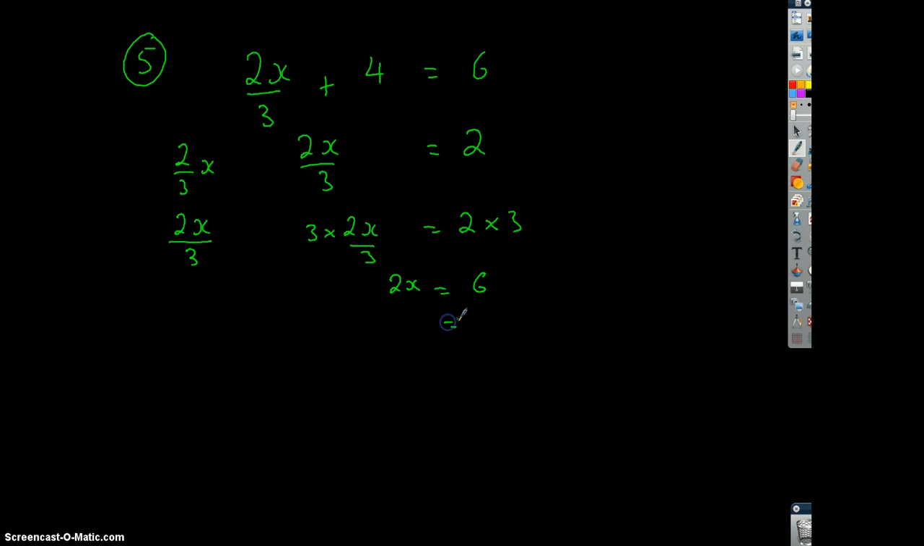We don't want 2x, we want x. 2 times what equals 6? x must equal 3. Let's just check that out then. 2 times 3 over 3 plus 4. We could think of this as 2 times 3 is 6 divided by 3, which is 2, or we could just say that cancels like that. 2 plus 4, does that equal 6? Yes, it does.